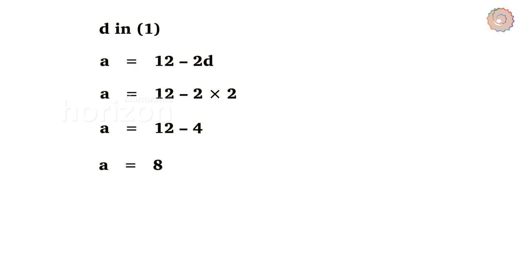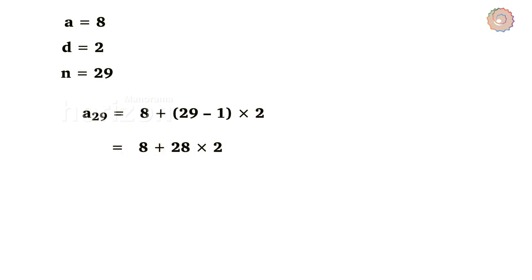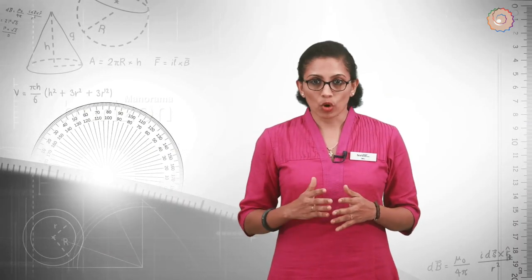Now we need to find the 29th term, that is a_29. Now a_n is equal to a plus (n minus 1) into d. So put the values of a is equal to 8, d equal to 2 and n equal to 29 in the equation. We get a_29 is equal to 8 plus (29 minus 1) into 2, which is equal to 8 plus 28 into 2, which is equal to 8 plus 56, and we get the answer as 64. So hence we can say the 29th term, that is a_29, is equal to 64. Let's see the next problem.